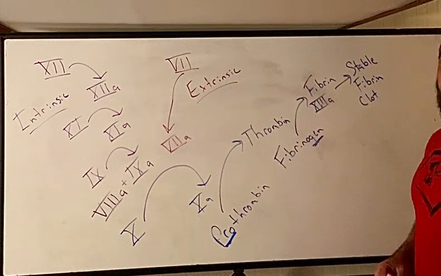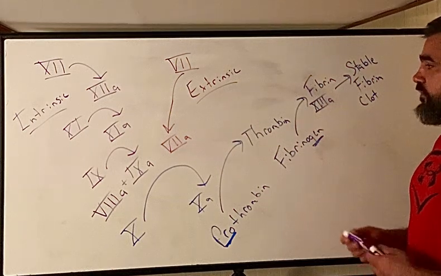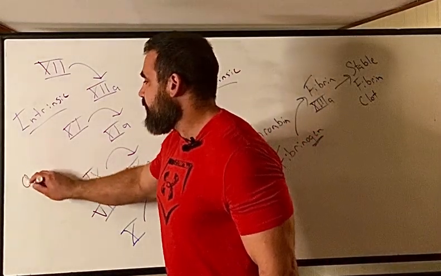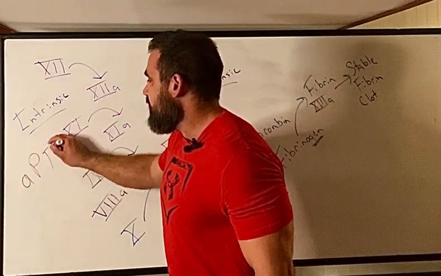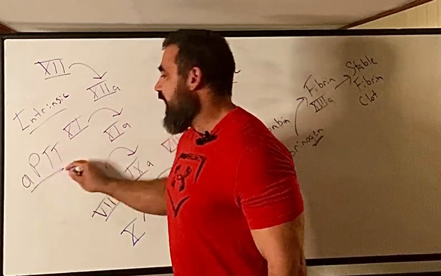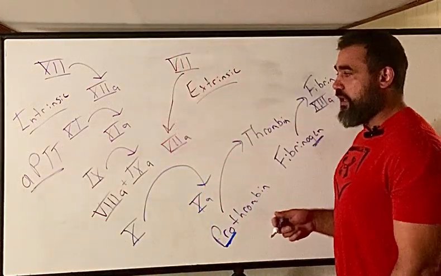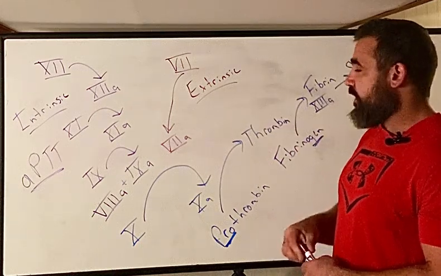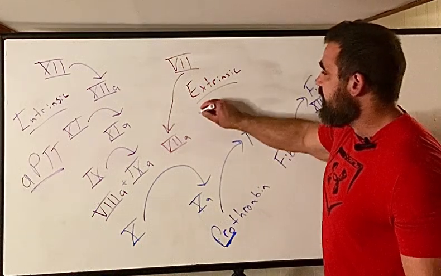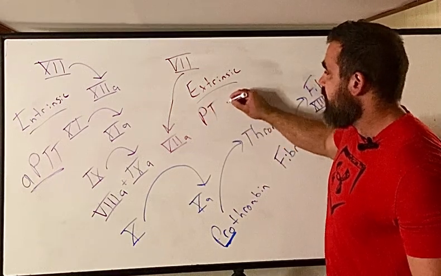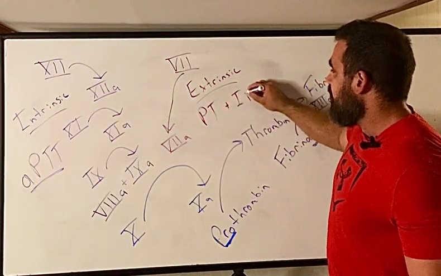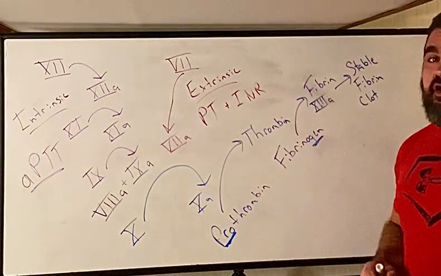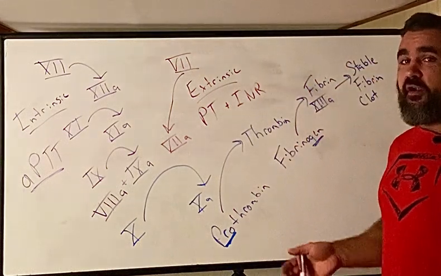So different drugs are going to work here and affect these, and we use different labs. So to evaluate the intrinsic pathway, we look at APTT. That's your activated partial thromboplastin time. That's measured in a certain amount of seconds. And the extrinsic pathway, this is measured by PT, so prothrombin time, and your INR. And INR stands for International Normalization Ratio, if you ever wanted to know.